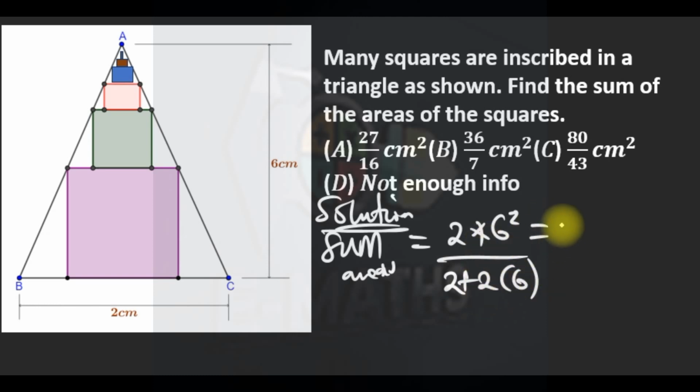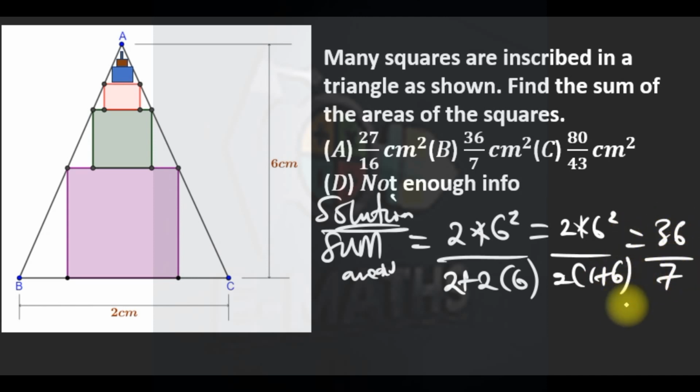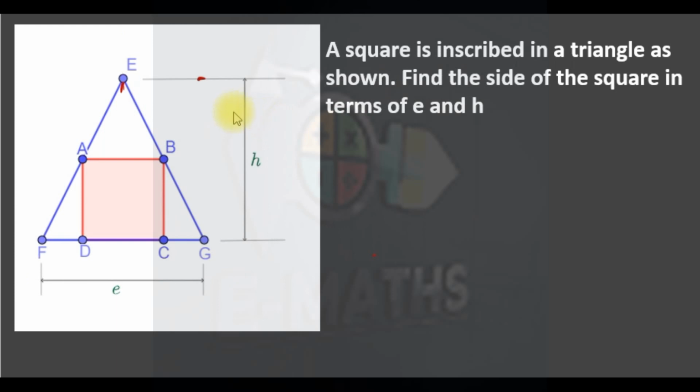So if you factor 2, 1 plus 6, our answer is 36 over 7. So that's it. Let me prove how I use this formula. It will take time, but I will prove it. So we're going to use similar triangles.